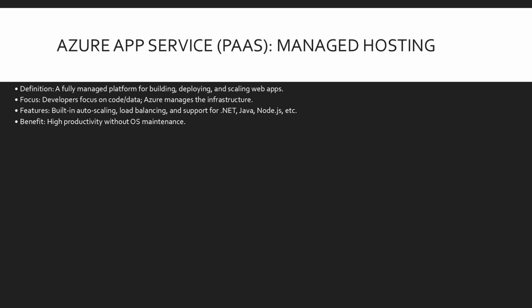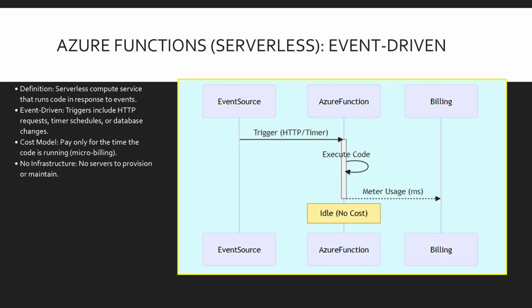Moving up the abstraction ladder, we have Azure App Service. This is a platform as a service, PaaS, offering designed specifically for hosting web and mobile applications. With App Service, you don't care about the server or the operating system updates. Azure handles all of that maintenance for you. Your focus shifts entirely to your application code and data. It supports various languages like .NET, Java, and Node.js, and includes powerful built-in features like auto-scaling and load balancing. This is the best choice when you want to deploy a web application quickly and don't need deep access to the underlying OS infrastructure.